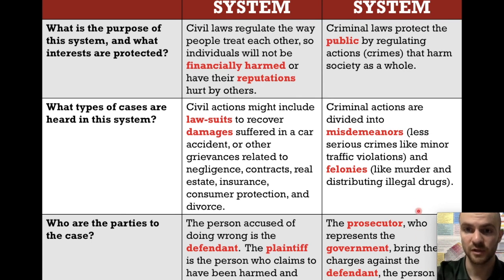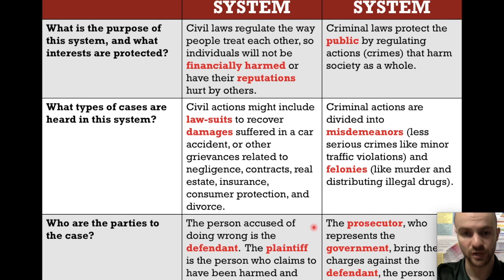Because remember, and we had talked about this above, criminal laws protect the public by regulating actions that harm society as a whole. So whenever somebody is accused of a crime, they are the defendant in that case, and the prosecutor representing the government brings the case against them. Now, the government is representing us all. If somebody is accused of murder, then they, in theory, are making society less safe than it otherwise would be. So the government is going to prosecute the case against them.